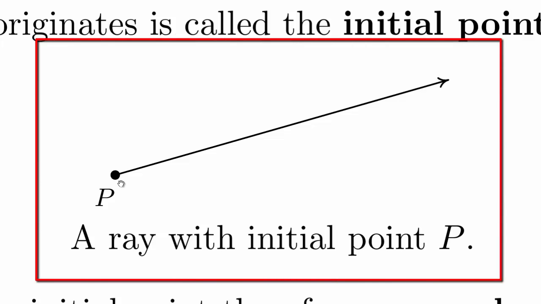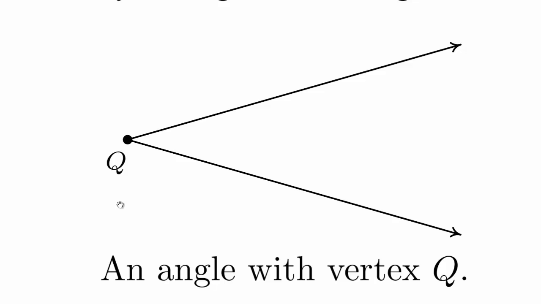We draw a ray by using a solid dot at one end of a line segment. This dot is called the initial point. At the other end of the line segment, we put an arrow. As we can see, here is a ray with initial point P. When we use the same initial point to draw two different rays, they form an angle. The location of the common initial point is the vertex of the angle. Here is an angle with vertex Q.